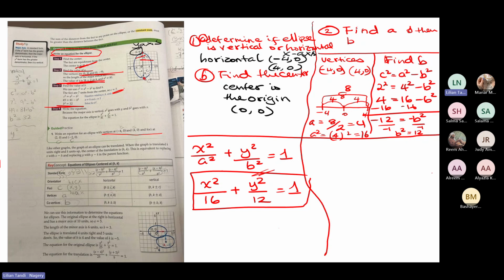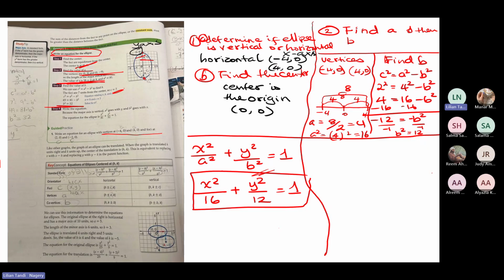So it becomes y minus k squared over a squared plus x minus h squared over b squared equals 1 when it is vertical. Okay? And then how do you get the foci when it is horizontal? Tell me how to get the foci. H plus or minus c, k. Okay? That's when it is horizontal.